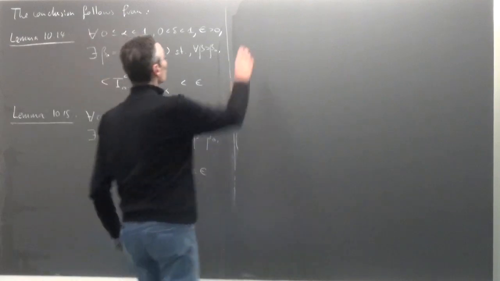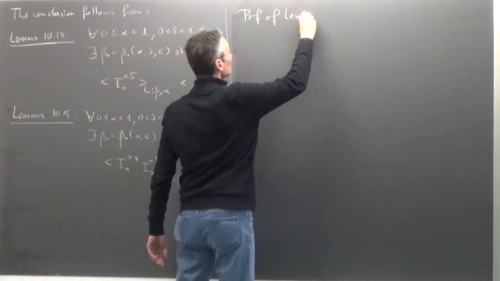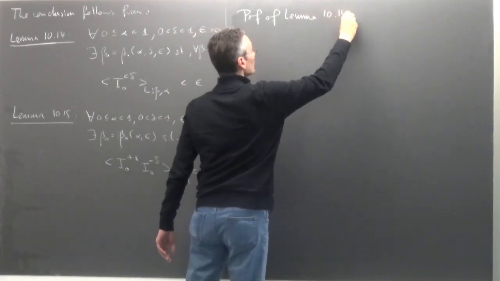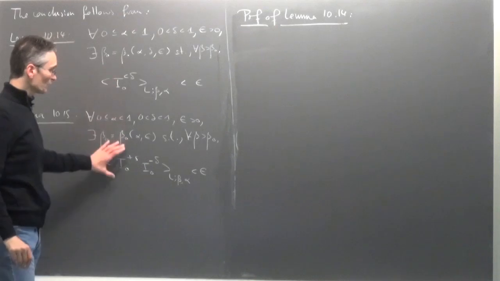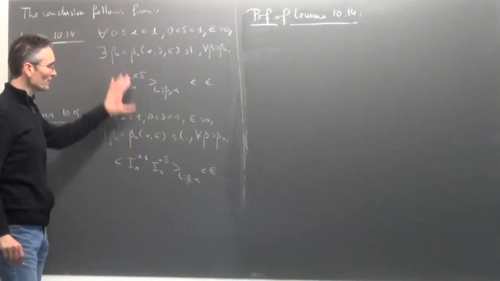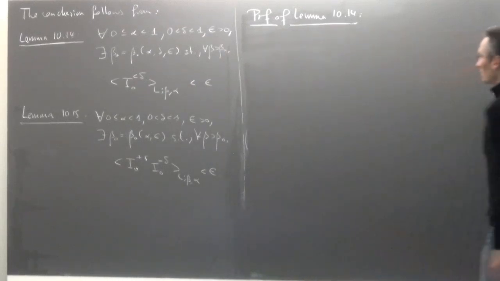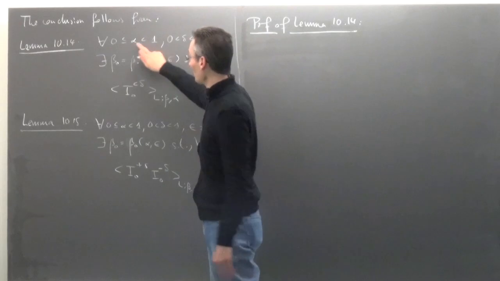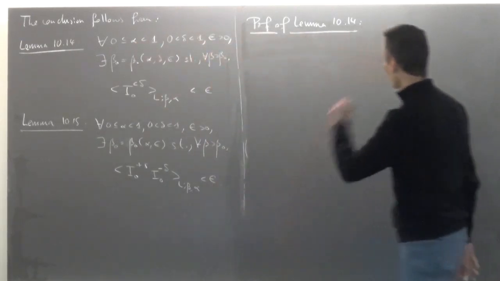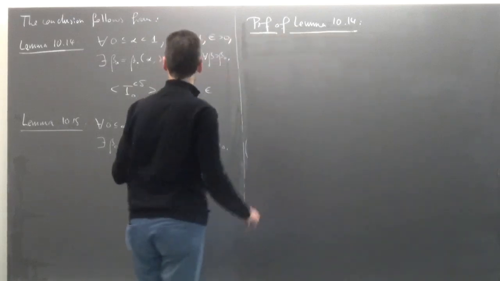Let's start. Proof of lemma 1014. Proving these claims without reflection positivity, without the chessboard estimate, it's not so easy. So there are ways, but it's not easy, especially if you want to be able to do it for alpha arbitrarily close to 1. It's a bit tricky, but with reflection positivity, you will see that it's very, very simple.